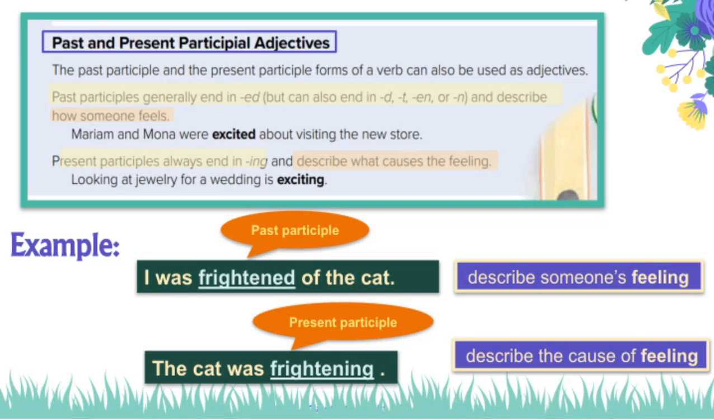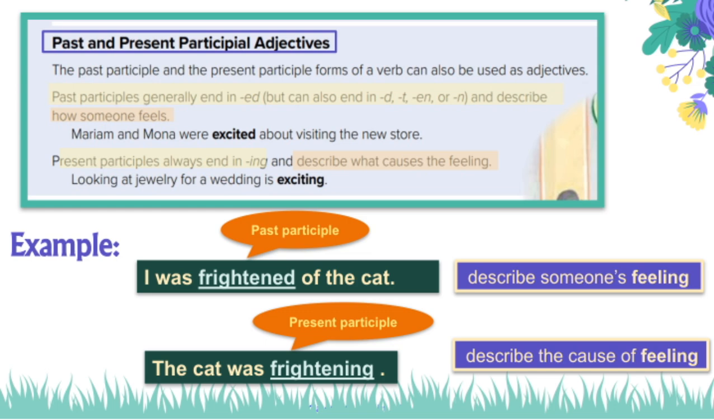Now let's talk about how we describe feelings and causes using present and past participles. When we want to express what someone is feeling, we often use the present participle form of a verb. For example, if I say, "I was frightened of the cat," I'm indicating my feeling at that moment. On the other hand, if we want to describe what caused that feeling, we use the past participle form. So in the example, "The cat was frightening," the cat is responsible for causing the fear.